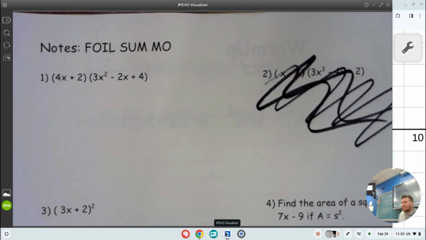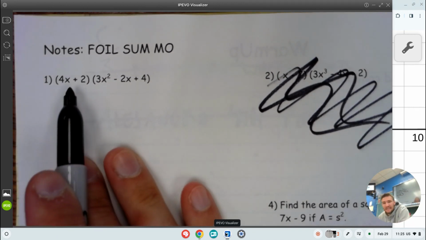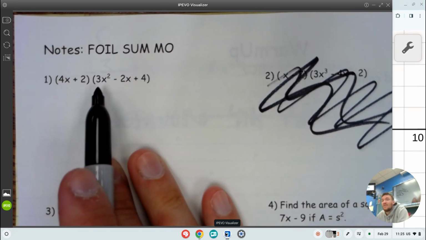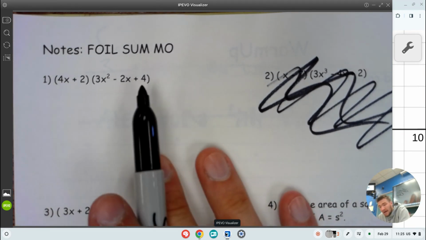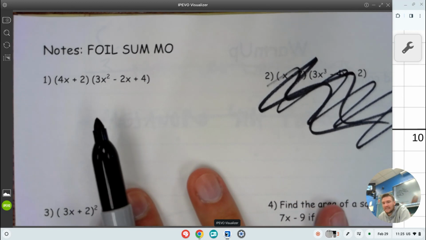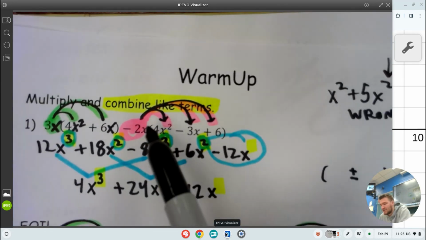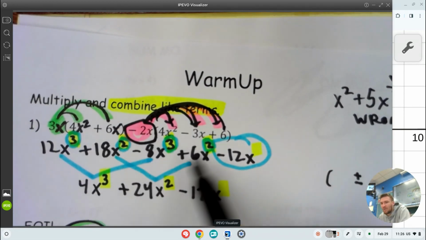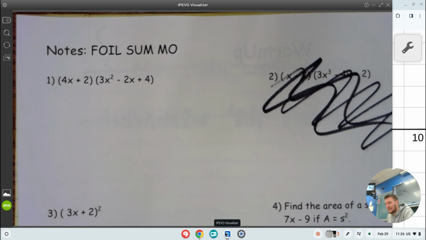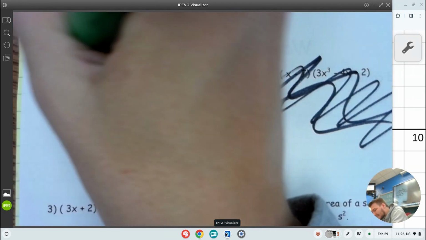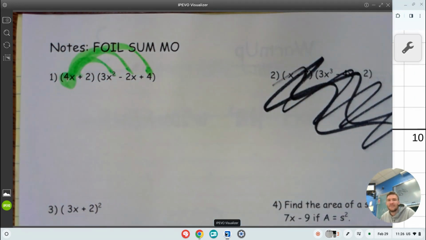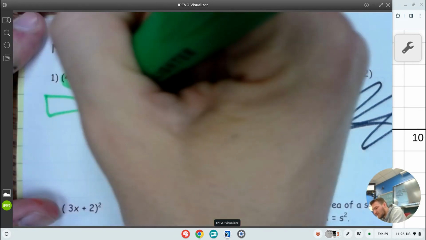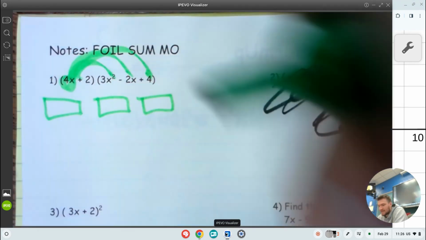And when we're working on number 1, I see that for number 1, we have 2 pieces times 3 pieces. But it's really not that crazy, okay? We already know how to distribute 1 thing onto 3 things. We already did that today. So we're just going to need to do it 4x onto these 3 things. That means we're going to get 3 terms.